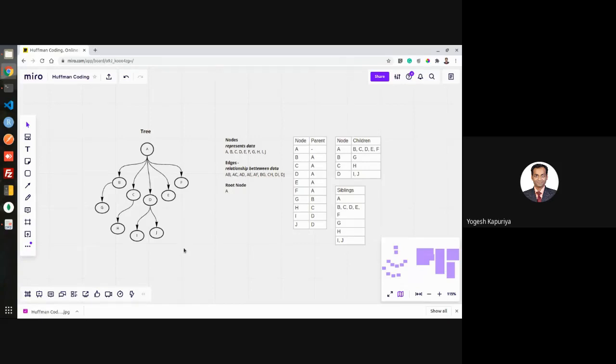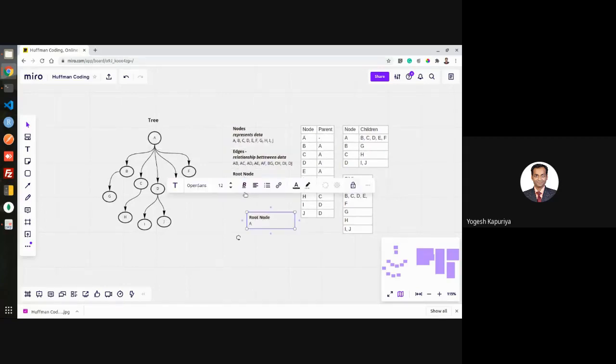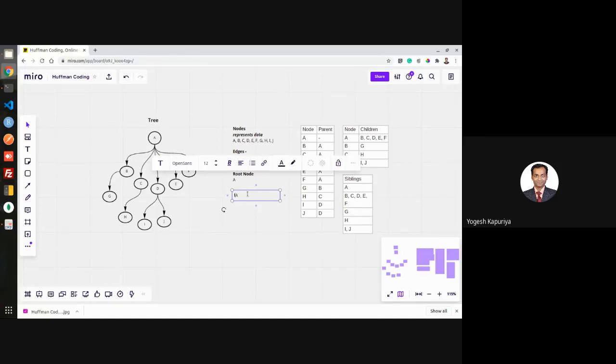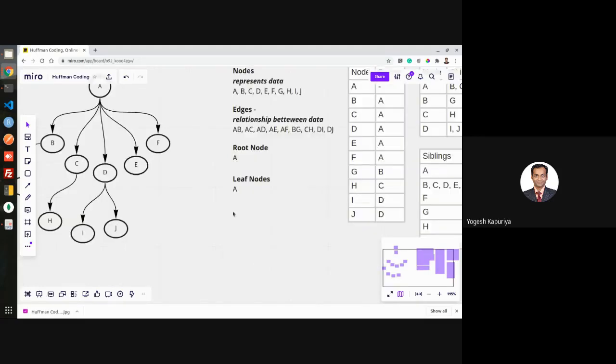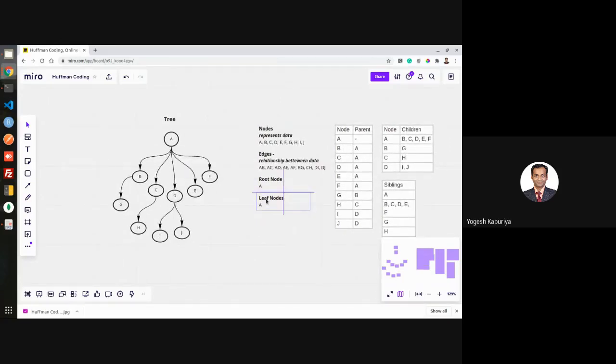Now there are different types of node, as we have understood that there is a root node. Root node is a node from which your entire tree is originated. Similarly, there are leaf nodes. So what is leaf node? Leaf nodes are nodes for which there are no children.